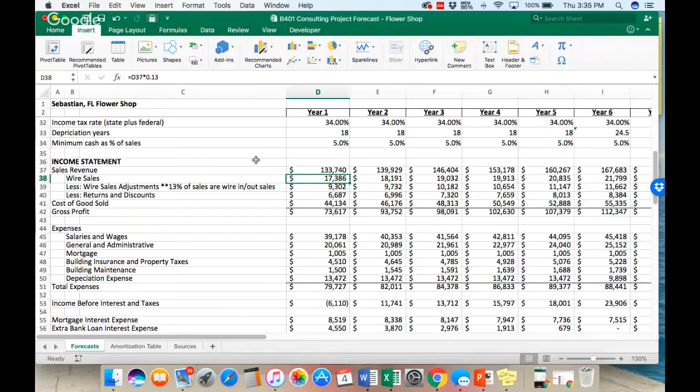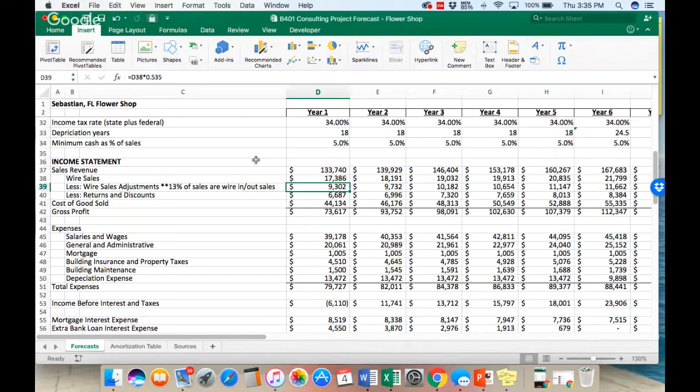In floral shops, there's a line item called wire sales, and they're wire in and wire out sources of revenue. About 13% of total sales revenue is what we use to figure out the amount of wire sales. So we took the sales revenue amount times 13%, which is what we figured the percentage of sales would be from wire sales.